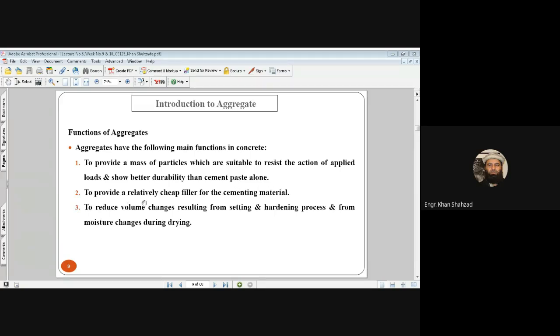Number two, to provide a relatively cheap filler for the cementing material. So as I told you, economy is the main reason, to make the concrete economical and suitable for your project. Number three, to reduce the volume changes resulting from the setting and hardening process, from moisture changes during the drying process, or from the creep process. If you remember from drying shrinkage, I told you if we use the maximum quantity of aggregates, we can reduce the shrinkage in the concrete.